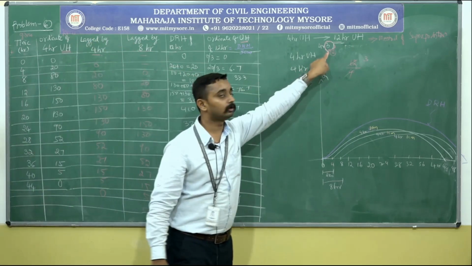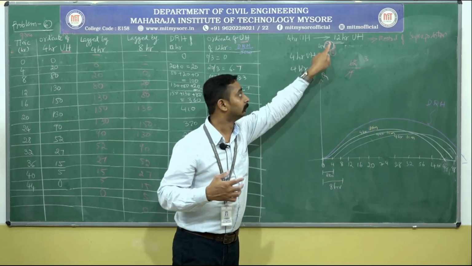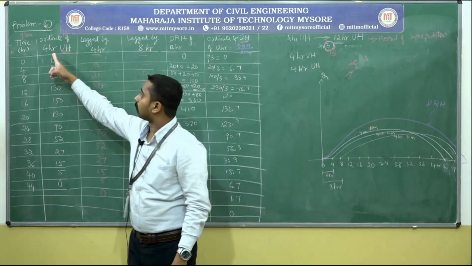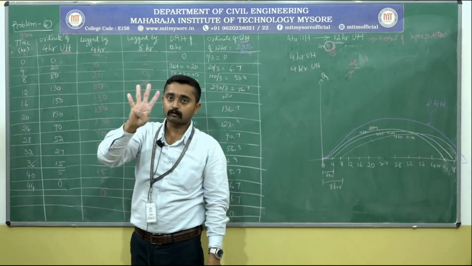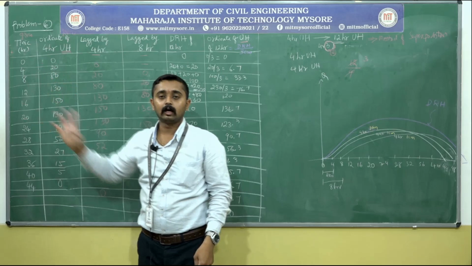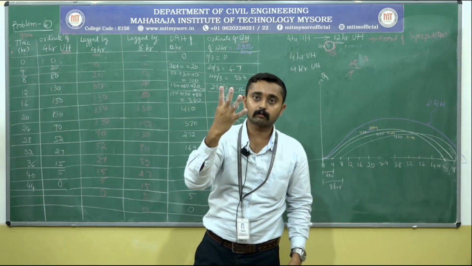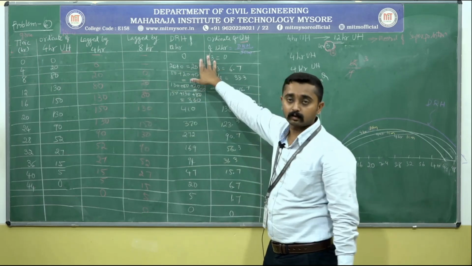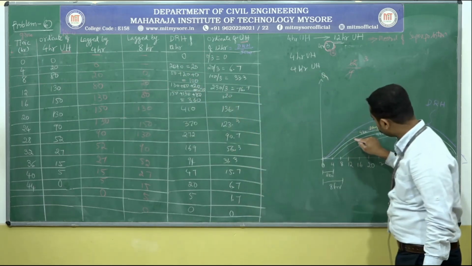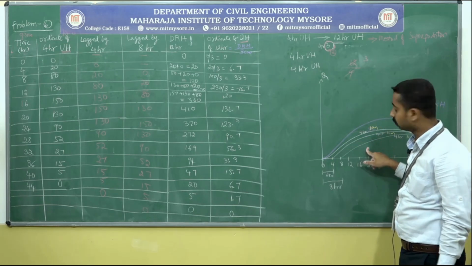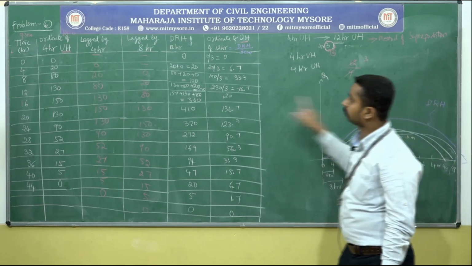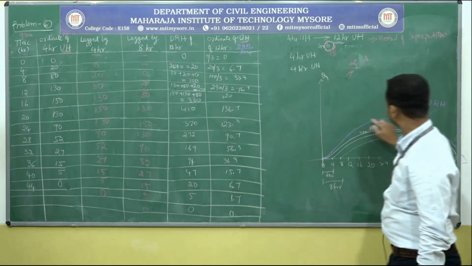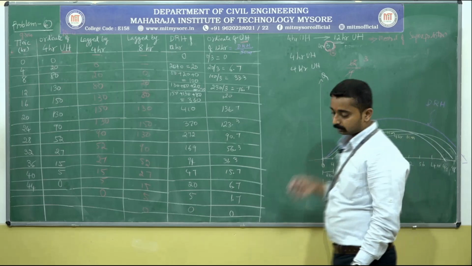So this is what I told you in the beginning of this problem. We need 3 numbers of 4-hour unit hydrograph. Already we have one. We need to calculate another 2. By adding all the unit hydrographs, you will end up with the direct runoff hydrograph. This is the individual 4-hour unit hydrograph, 3 numbers. By adding, you will end up with the direct runoff hydrograph. This ordinate is represented by this color.